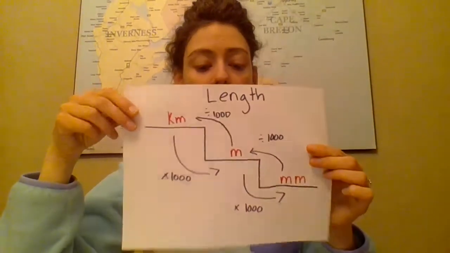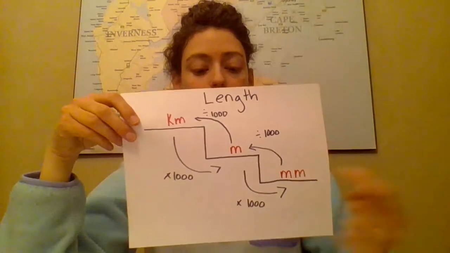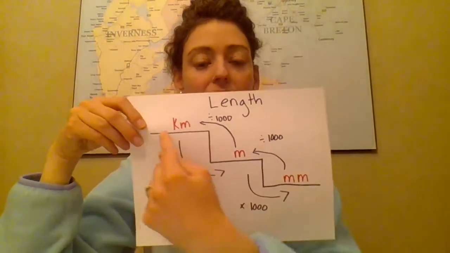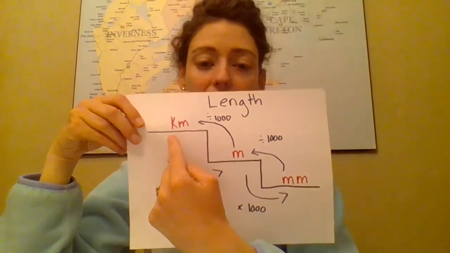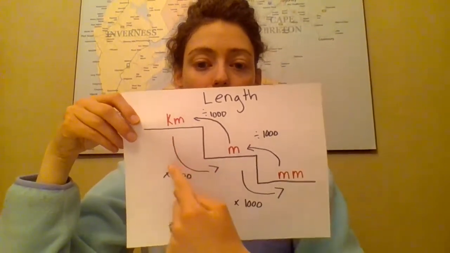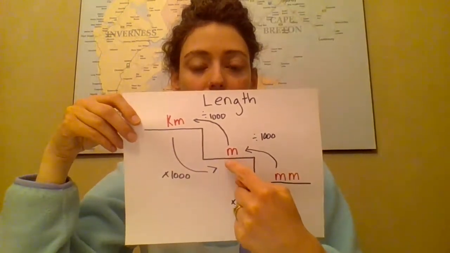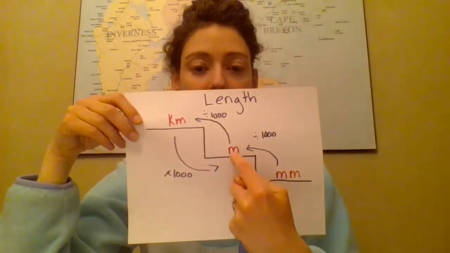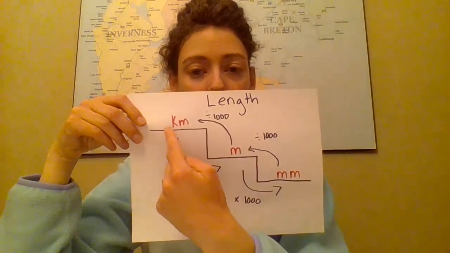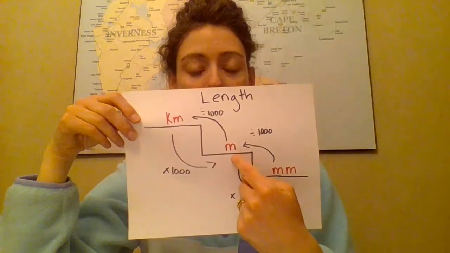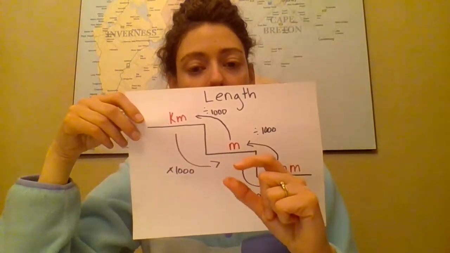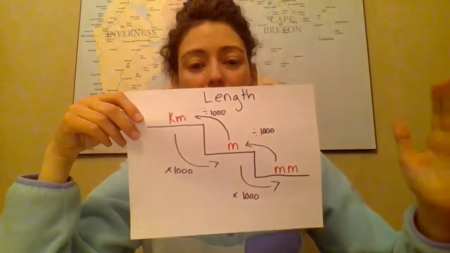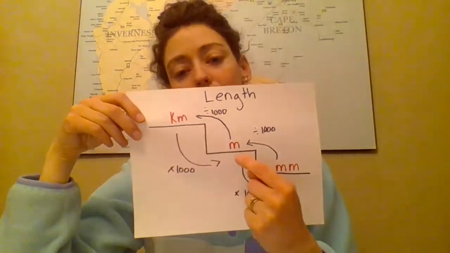So a millimeter is 1,000 times smaller than a meter. So if you look at this chart, let's just say we had 1 kilometer and we wanted to change that to see how many meters we had. Well, we would multiply that by 1,000 and we'd have 1,000 meters. 1,000 meters is the same as 1 kilometer. You would have a lot more meters than you would kilometers because meters are a smaller unit than a kilometer, so you'd have more of them.